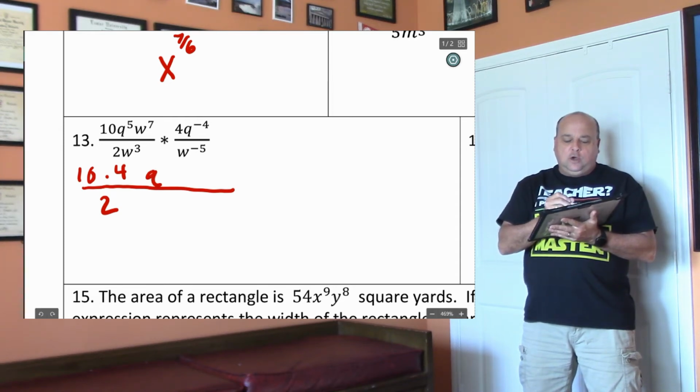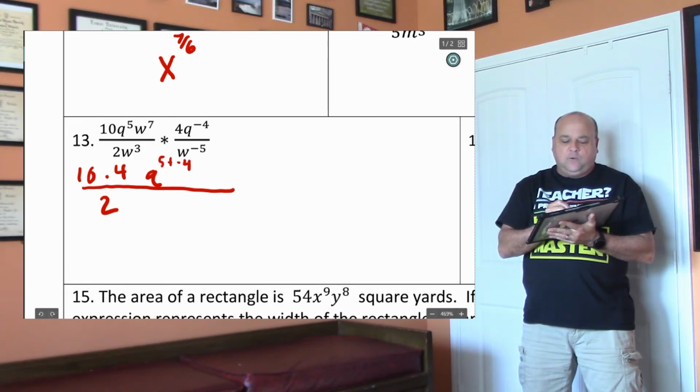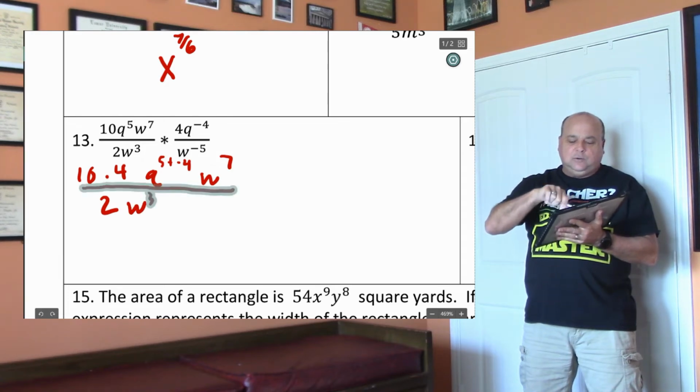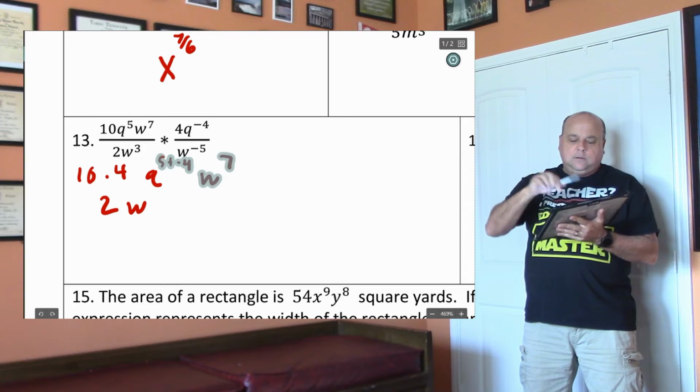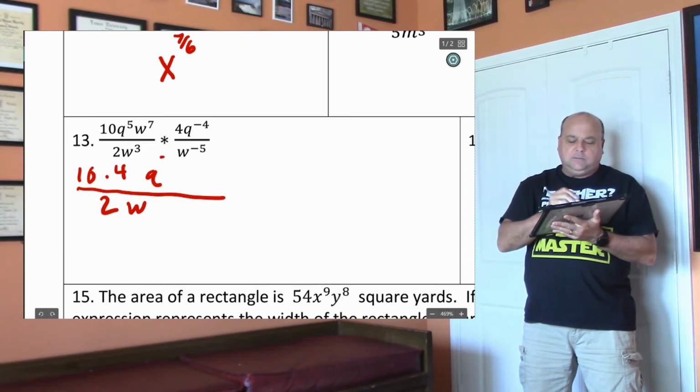So we're going to have a q, and notice I have a 5 and a negative 4. So I'm going to do 5 plus negative 4, and then a w on top. And then on bottom I have a w, and let's do it this way, because that's going to be confusing for you, okay? I'm just going to group everything.